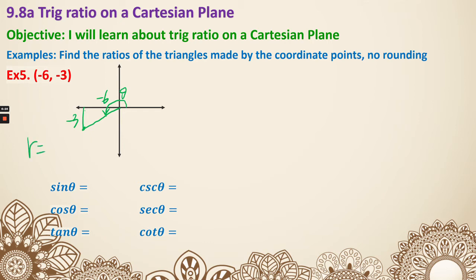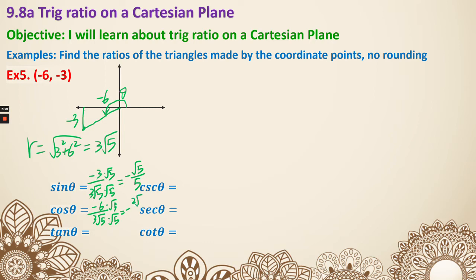So our r, that's going to be the square root of 3 squared plus 6 squared, which is 3 square root of 5. So sine theta, negative 3 over 3 square root of 5, times square root of 5 over square root of 5. The 3 is going to cancel, so the final answer is going to be negative square root of 5 over 5. This one, negative 6 over 3 square root of 5, same idea. That's going to be negative 2 square root of 5 over 5.